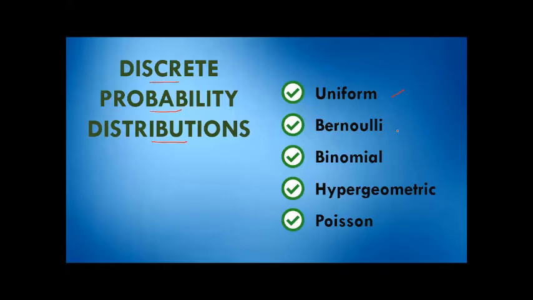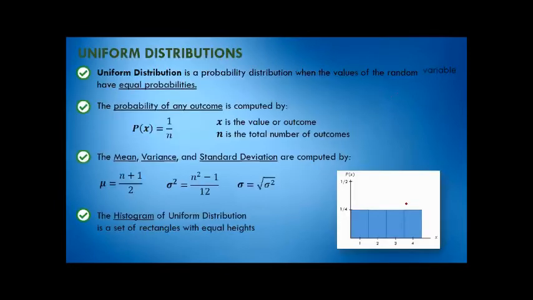The next one is Bernoulli distribution. The third one is binomial distribution. The fourth one is hypergeometric distribution. And we have the Poisson distribution. So, unahin natin yung uniform distribution.